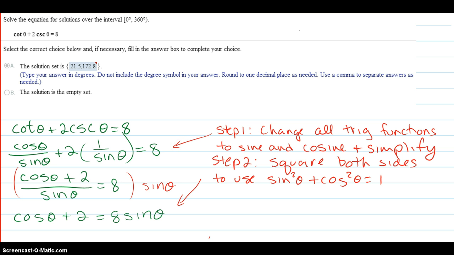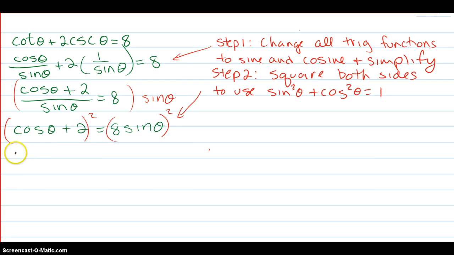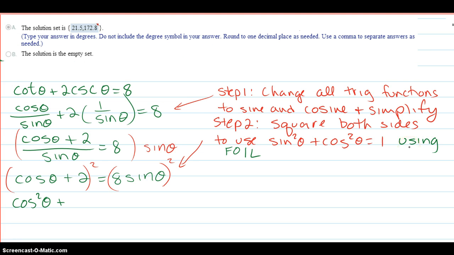Step 2, we're going to square both sides to use sine squared plus cosine squared is 1. So I would like to square both sides right here. And let me scroll down a little bit, and that would give me cosine squared plus, you have to use FOIL, so that would be cosine squared plus 4 cosine of theta plus 4. The right side would just be 64 sine squared of theta.